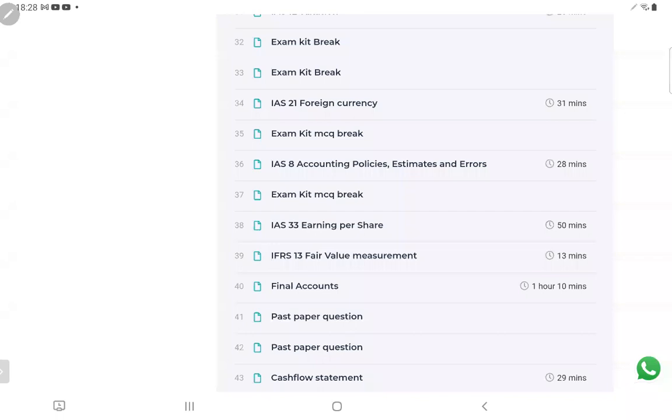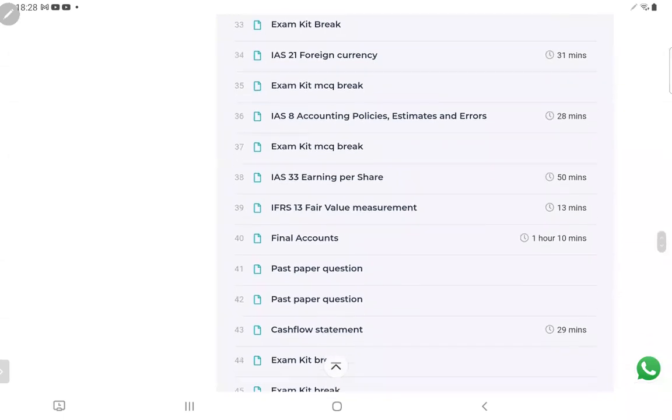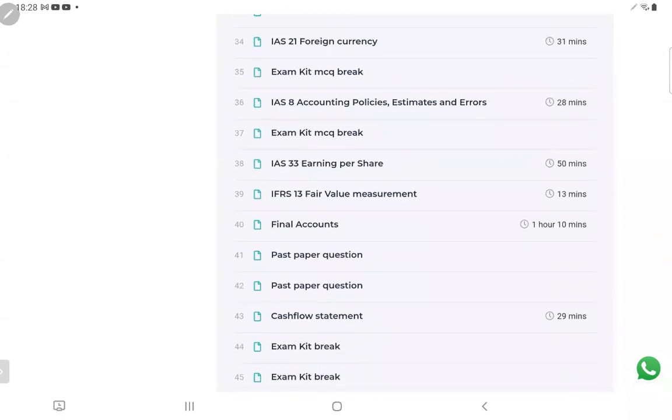Then we will move to the area which is known as final accounts. Final accounts, single entity financial statements. Those questions we will do from the exam kit as well as past papers, and those will be done in live sessions. Obviously, recordings will be available as well. Then we will move to the cash flow statement.